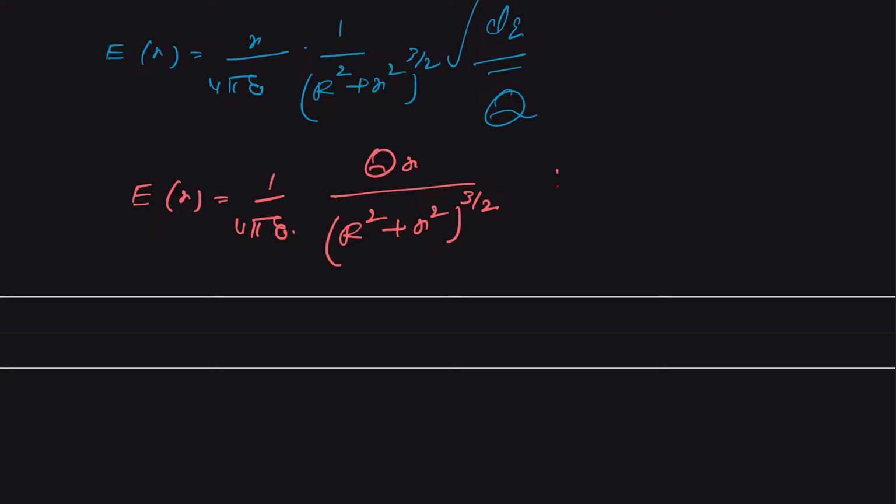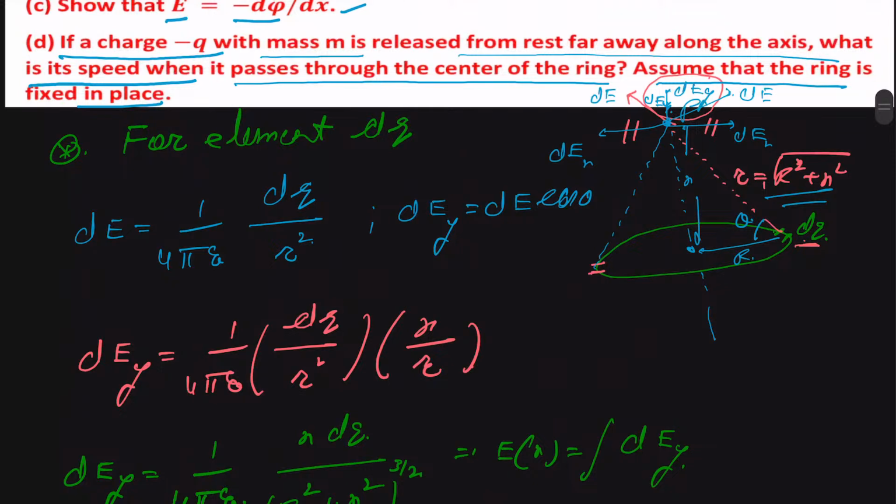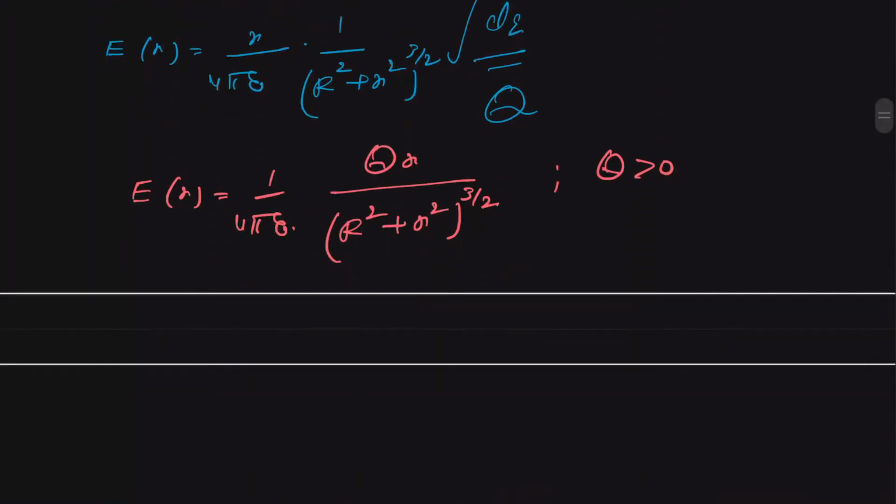And if the value of charge q is greater than 0, then the direction of the electric field will be away from the ring. Okay, so this is our ring, so the direction of the electric field will be away from the ring if the value of charge is greater than 0.